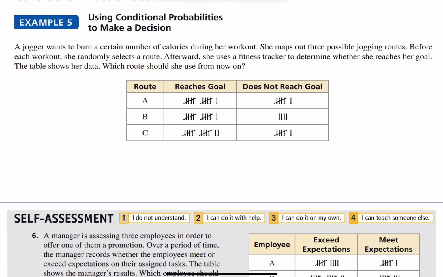So what we're going to do for this example is we are going to make a two-way table that shows the joint and marginal relative frequencies. So first thing I want to do is I want to count these tallies. So for A reaches goal, we have 11. B reaches goal, 11. C reaches goal, we have 12. A does not is 6, 4, and then 6. Total, if I add all these, 11 plus 11 plus 12 plus 6 plus 4 plus 6 is 50.